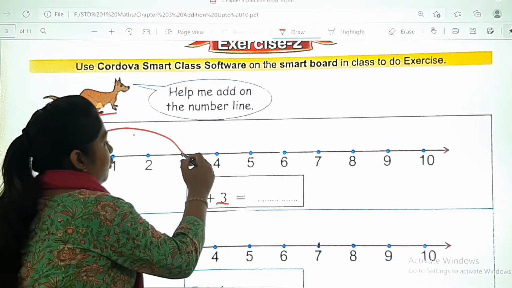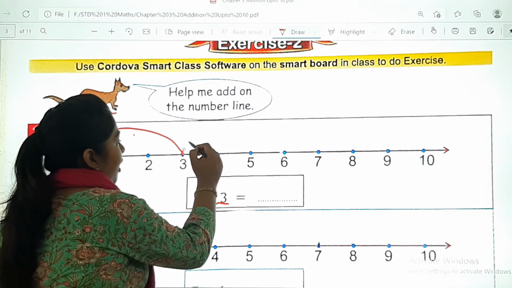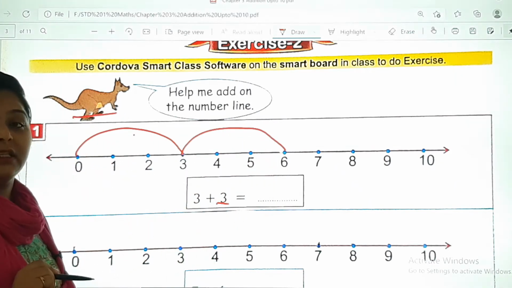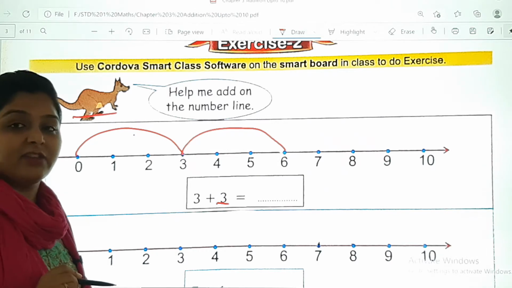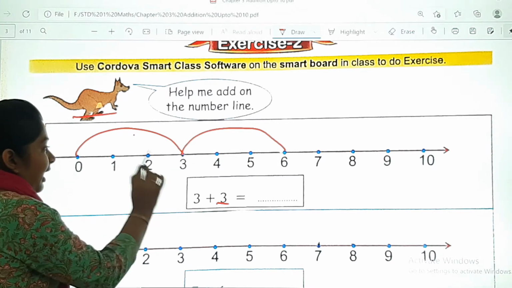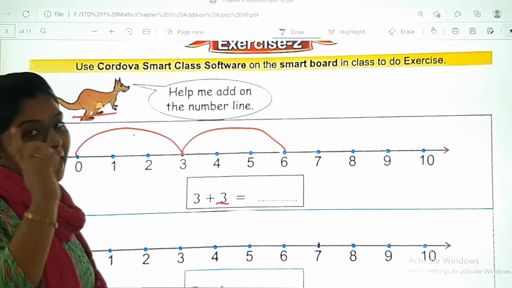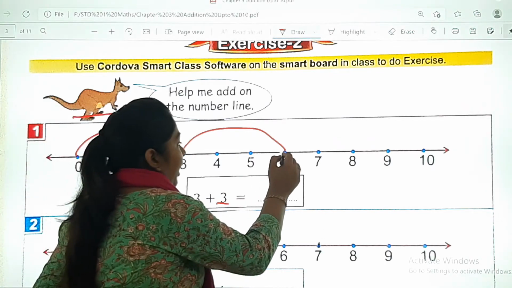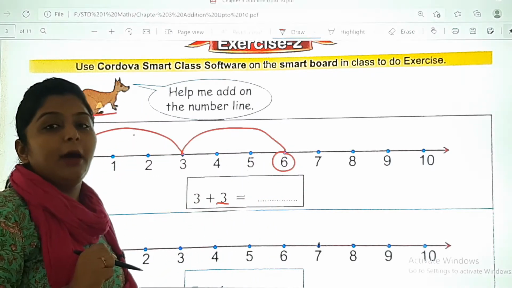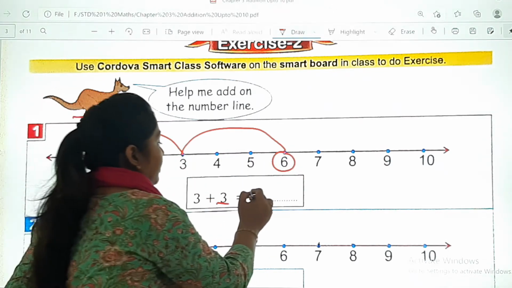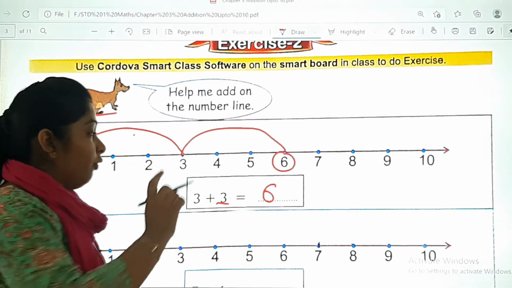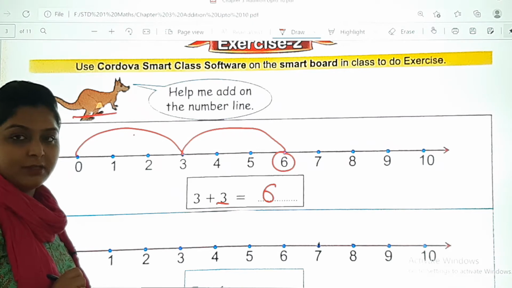So you will move the kangaroo 3 steps ahead like this. How many jumps will we make the kangaroo take? 3 jumps. First 3 jumps, and then 3 jumps later. Now, which place is the kangaroo on? It is on number 6. So that will be your answer. That is number 6. You will write it like this.